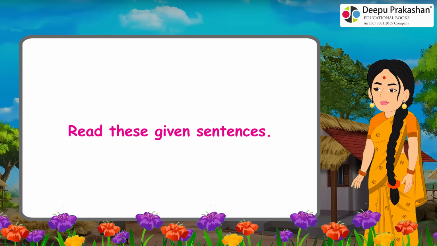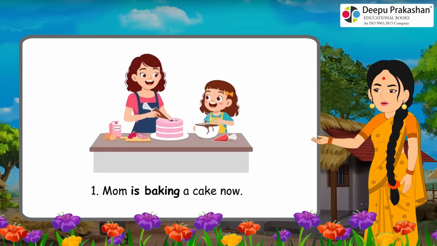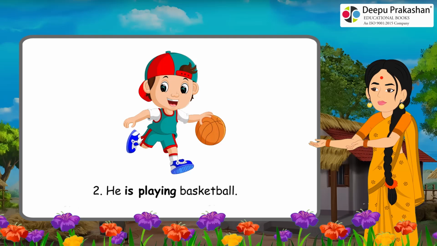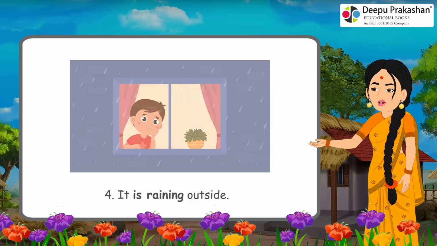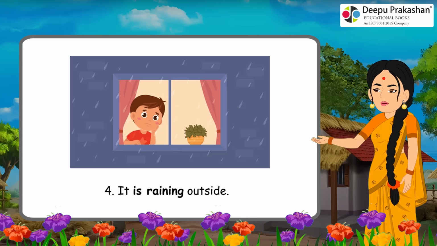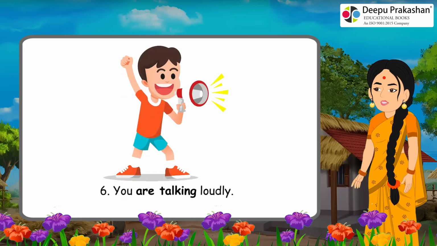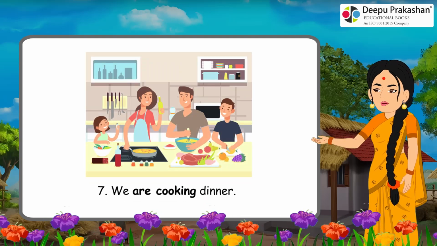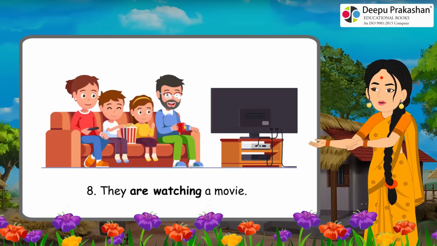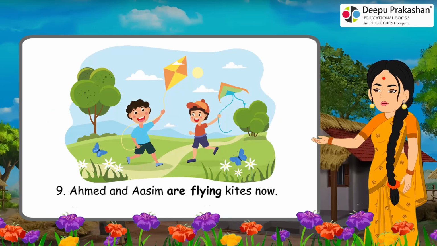Read these given sentences. 1. Mom is baking a cake now. 2. He is playing basketball. 3. She is eating her lunch. 4. It is raining outside. 5. I am writing a letter. 6. You are talking loudly. 7. We are cooking dinner. 8. They are watching a movie. 9. Ahmad and Asim are flying kites now.